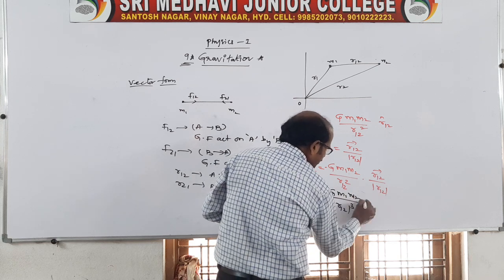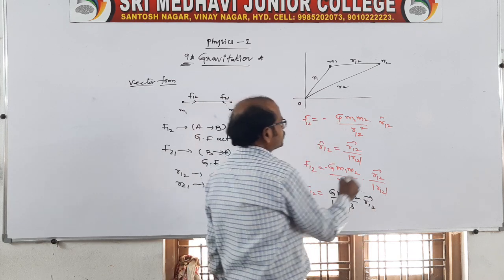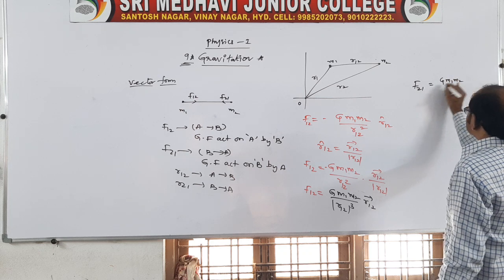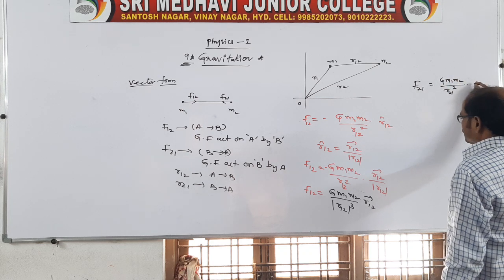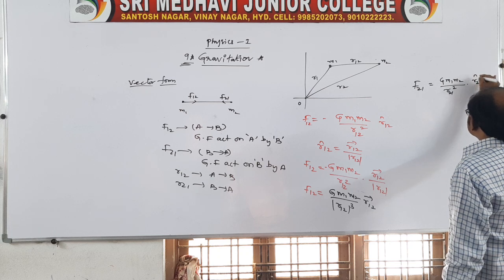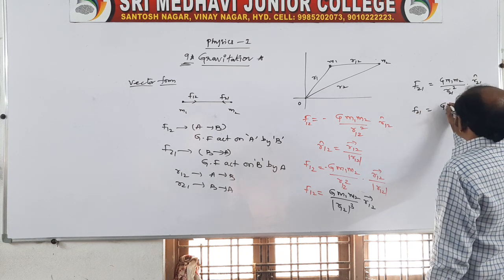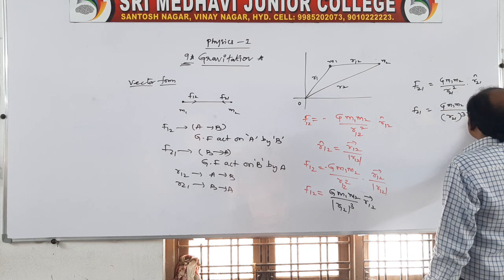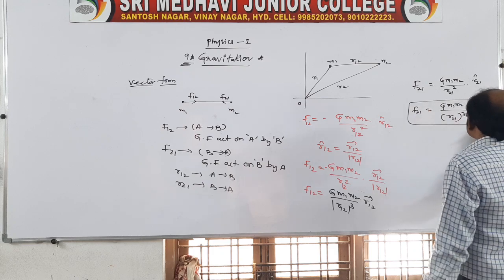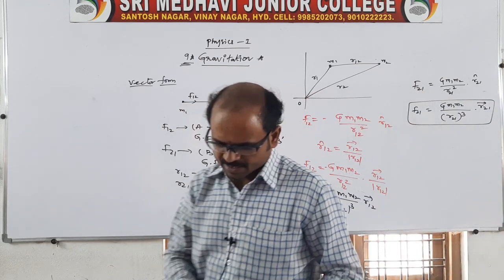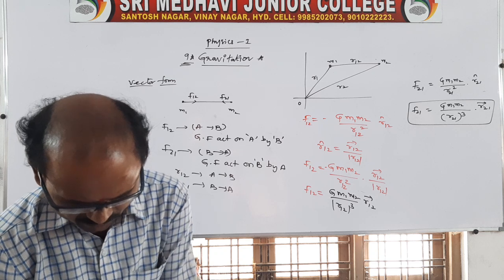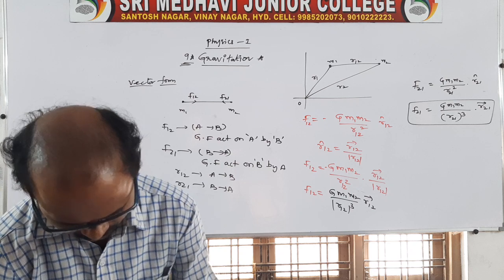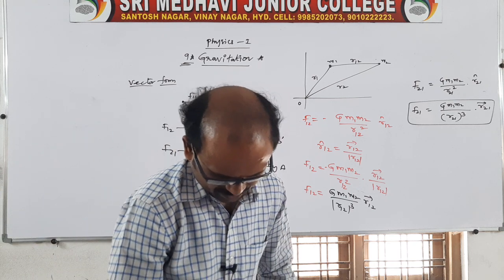See, cube, because square, r12 is the vector. It is 12. Suppose I want to say 21. So you write here G m1 m2 by r21 whole square into r21 unit vector. So if I want to do that, G m1 m2 by r21 whole cube into r21 vector. This is in the form of a vector. It is, we can say, the law of universal gravitational force of attraction.